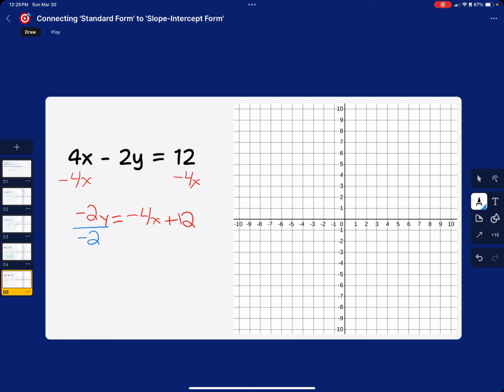And negative 2 divided by negative 2 equals positive 1y, and that's what we want. But what we do to one side, we have to do to the other. So we're going to divide the other terms by negative 2. Negative 4x divided by negative 2, negative divided by negative equals a positive 2x. Then positive 12 divided by negative 2, positive divided by negative equals a negative. And here we have our equation, y equals 2x minus 6, or we could say y equals 2x plus negative 6. And now we can graph it.